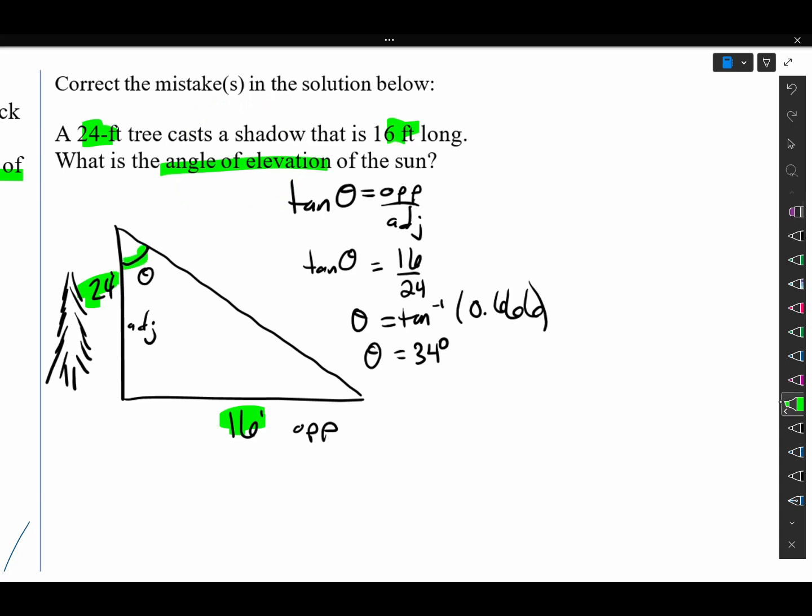This is not. Neither of these side lengths that this angle is on are horizontal. I have a vertical one right here. I have an angular one over here, but I do not have the horizontal. And that's the mistake right here.